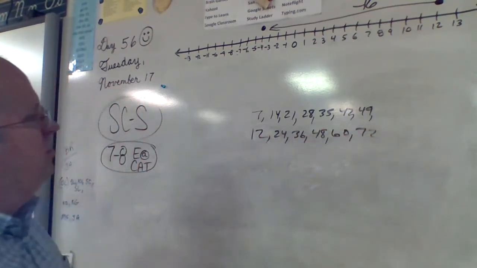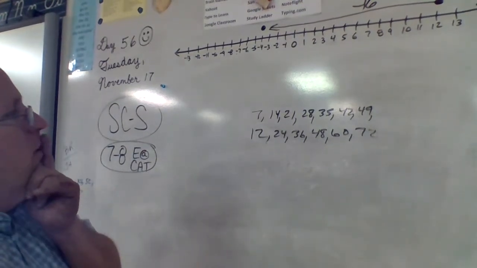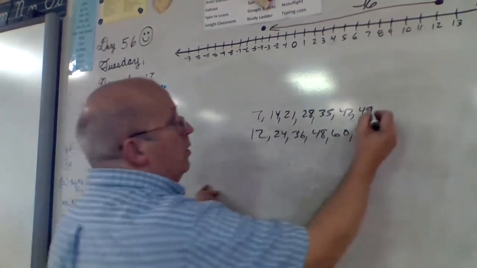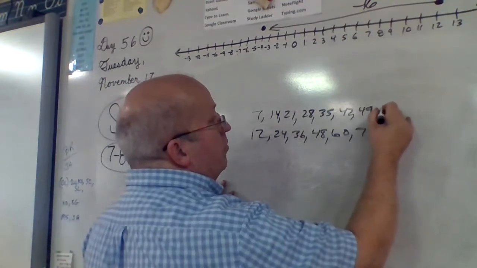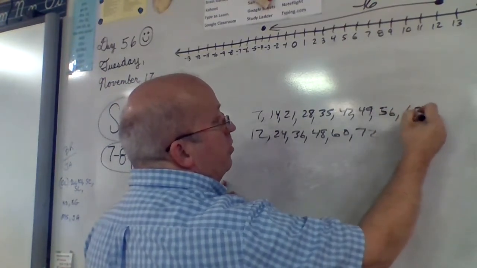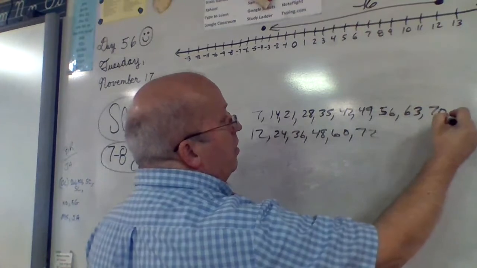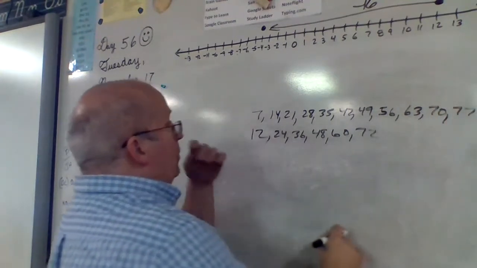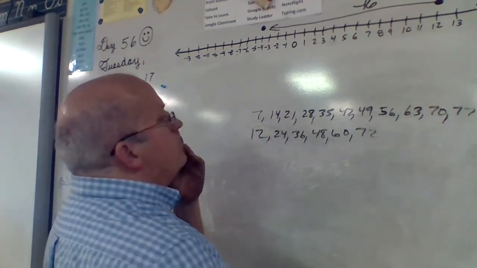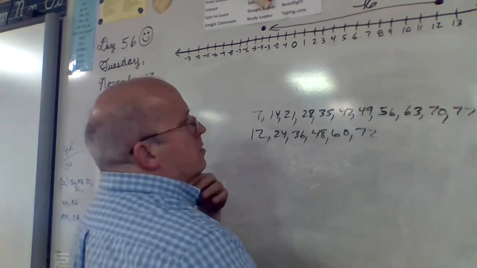Do I have anything yet? No, not yet. I've got to keep going. 7 times 8 is 56. 7 times 9 is 63. 7 times 10 is 70. 7 times 11 is 77. Anything yet? No, still don't see anything.